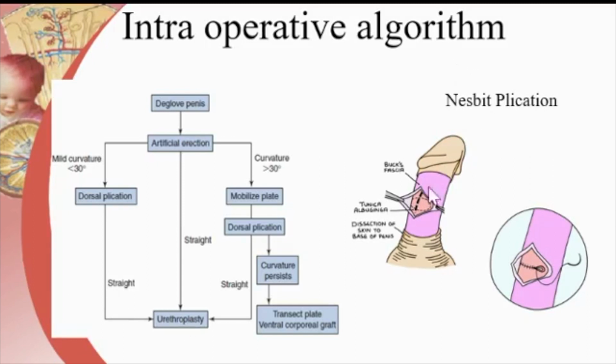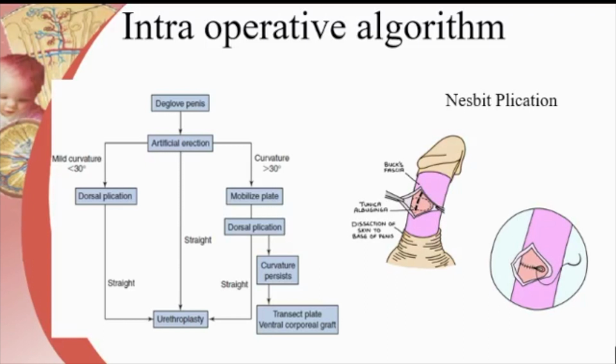Nesbit plication is nothing but making an incision in the tunica albuginea. It's also known as TAP, tunica albuginea plication. We have to open Buck's fascia, expose the tunica, and then make a vertical incision which is closed horizontally. So that is a Nesbit plication. Then we again do an artificial erection after that to ensure that the curvature is gone.